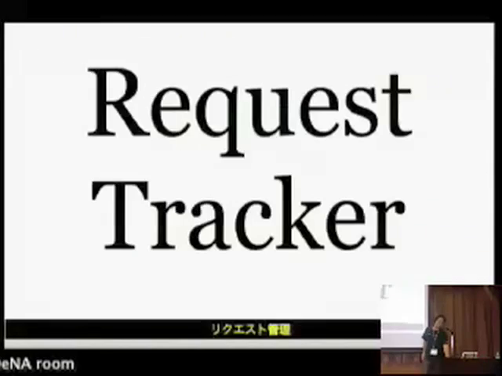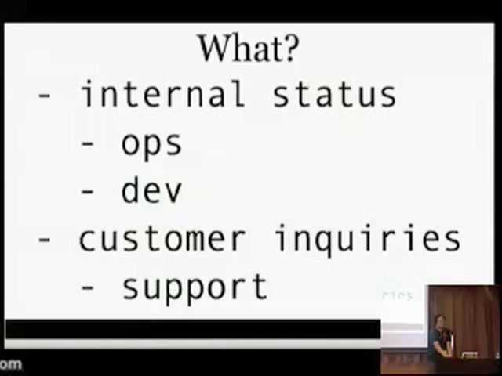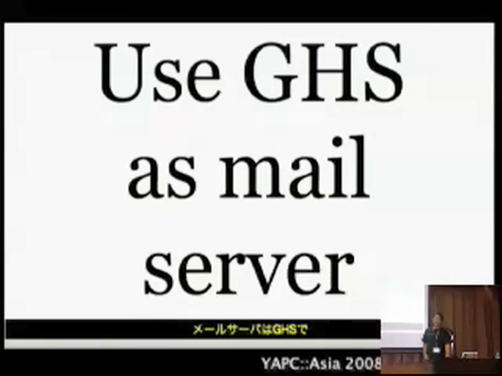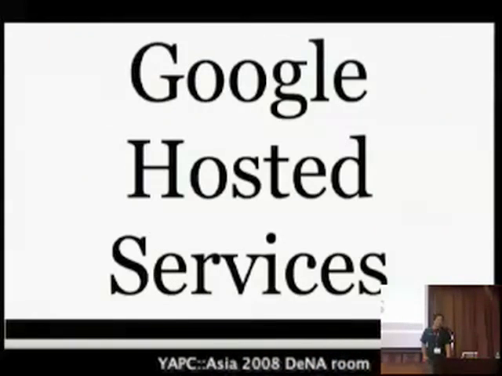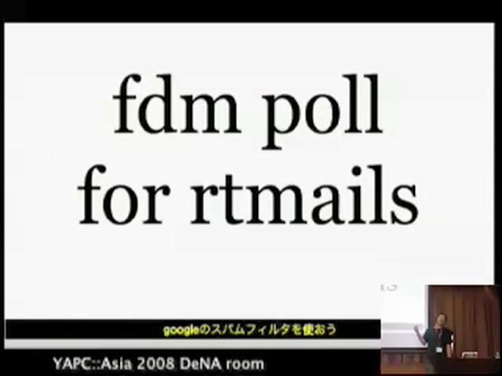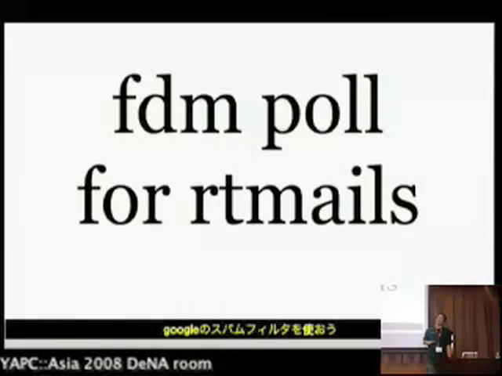Right, so we use RT, Request Tracker, for customer service, internal status development and operation problem tracking. And we live in the cloud. We use Google hosted services to receive our mail, and basically just use FDN to constantly pull mail into RT. So Google does the spam filtering for us. Of course, there are false positives and false negatives.